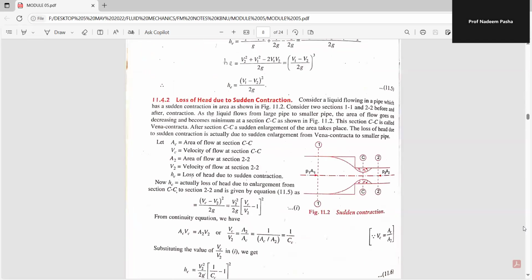So loss of head due to obstruction in a pipe is calculated using the formula H is equal to (V1 minus V2) whole square by 2g. If you do the expansion for it, it comes out to be V1 square plus V2 square minus 2 V1 V2. So you only have to remember HE, that is loss of head due to expansion of pipe, is nothing but (V1 minus V2) whole square divided by 2g.